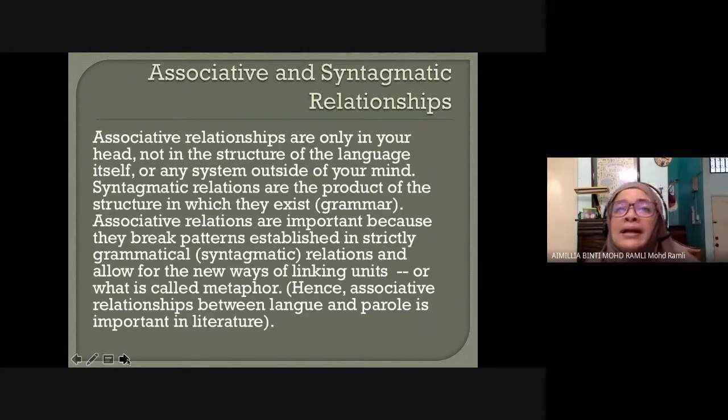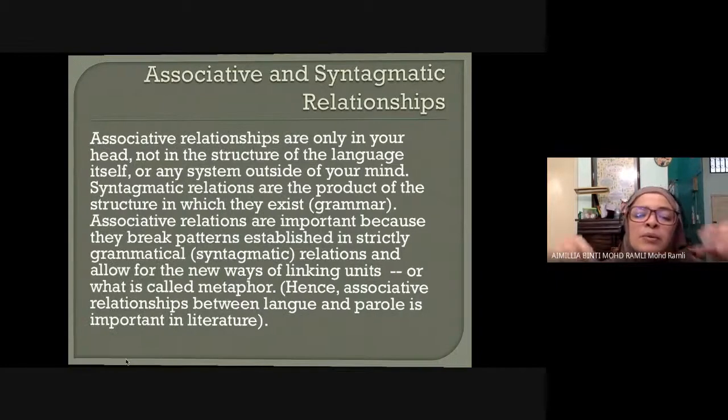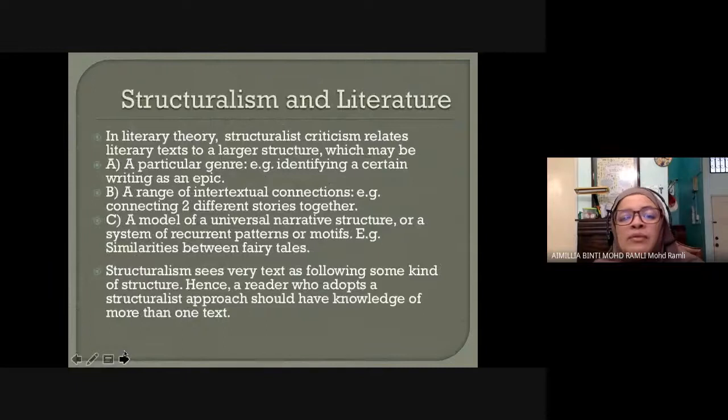Or maybe it could be England. Rose is, after all, the national flower of the English people. So it could say that this person loves England. So this allows for the use of associative relationships in literature, because in literature sometimes there are meanings that are hidden. They're not clear to the readers or viewers. In literary theory, structuralist criticism relates a literary text to a larger structure, which may be a particular genre.